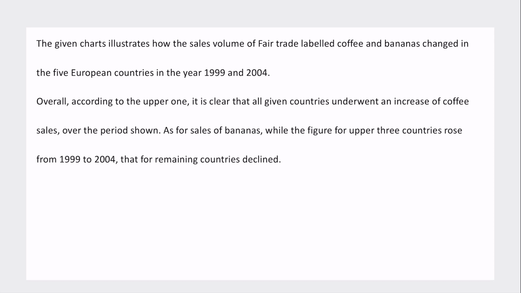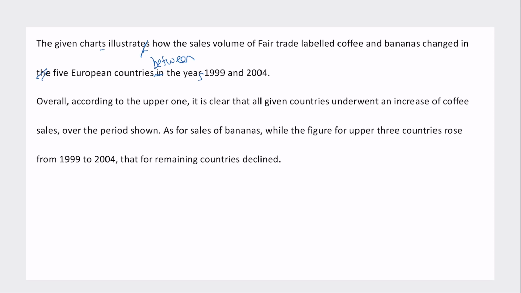The given chart illustrates, can we say chart illustrates? The given chart illustrate how the sales volume of fair trade label coffee and bananas changed in 5 European countries in the years 1999 and 2004. So did they change in the years 1999 to 2004? Fair trade label coffee and bananas changed in 5 European countries between the years 1999 and 2004. I think that's what I would say. I think that's a little bit clearer.